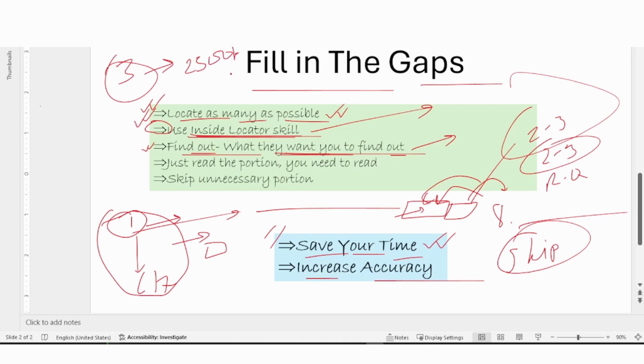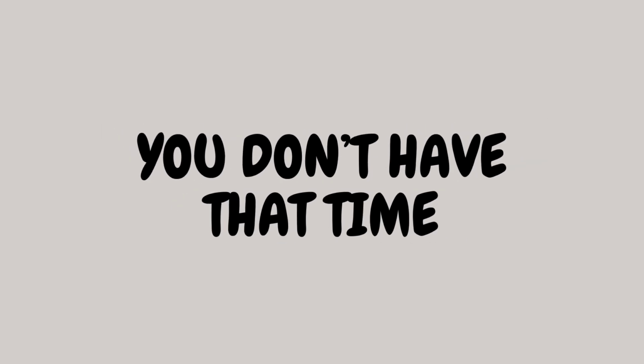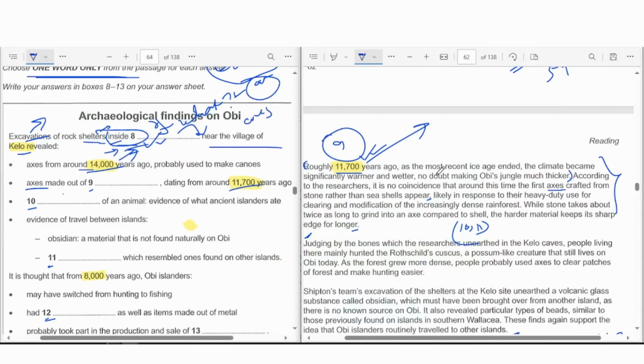Try it at home. If you want to read 2,500 words, how much time is it going to take? Maybe your whole 1 hour or more than that sometimes. You don't want to read everything. You don't have that time. The inside locator will help you to skip more. So, inside locator, access. We know that if we start reading from there, we might find the answer very easily.